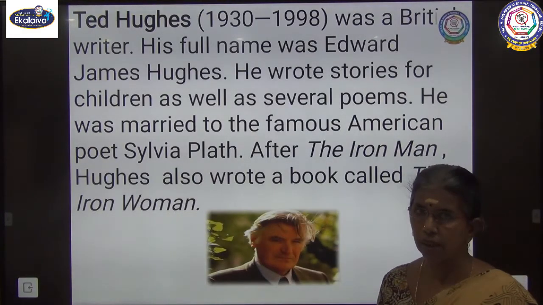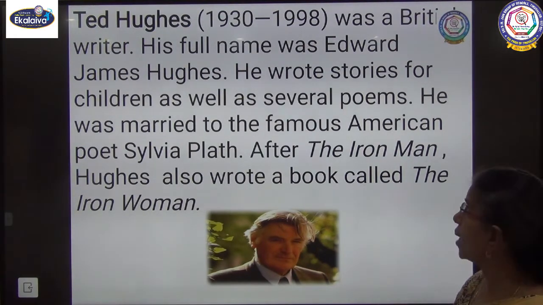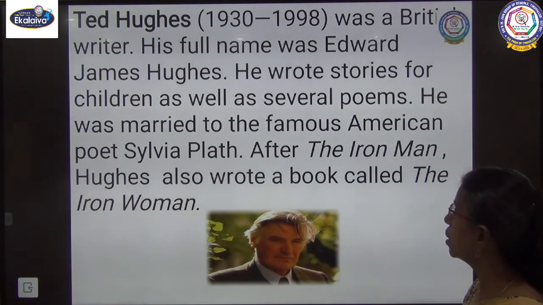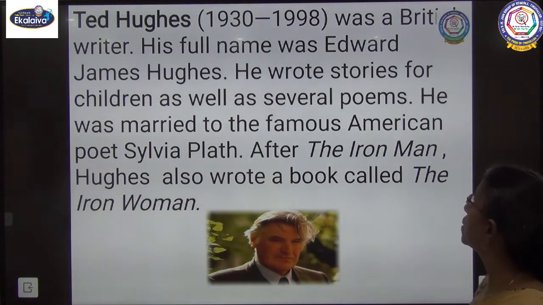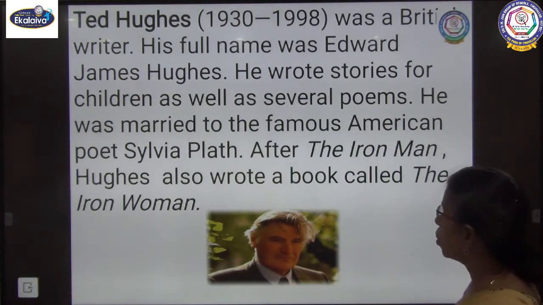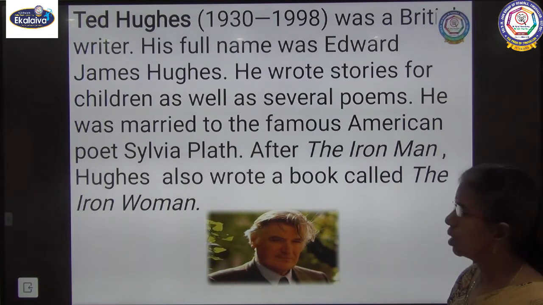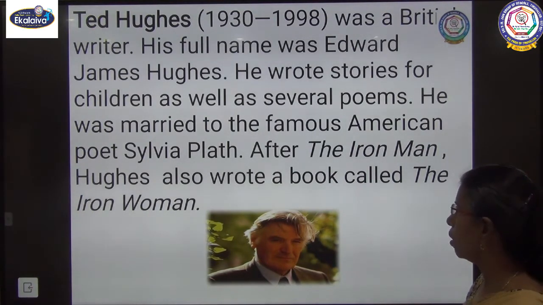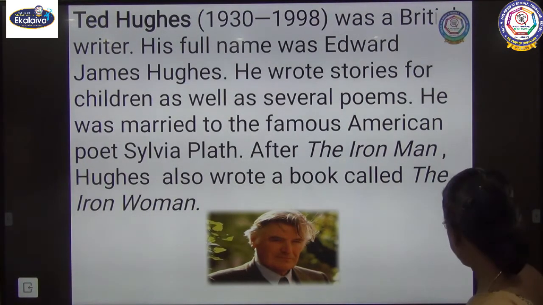About the author Ted Hughes, he was a British writer from 1930 to 1998. His full name was Edward James Hughes. He wrote stories for children as well as several poems. He was married to the famous American poet Sylvia Plath. After The Iron Man, Hughes also wrote a book called The Iron Woman.